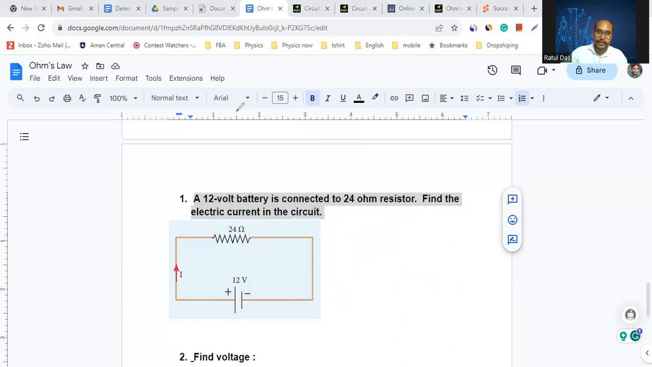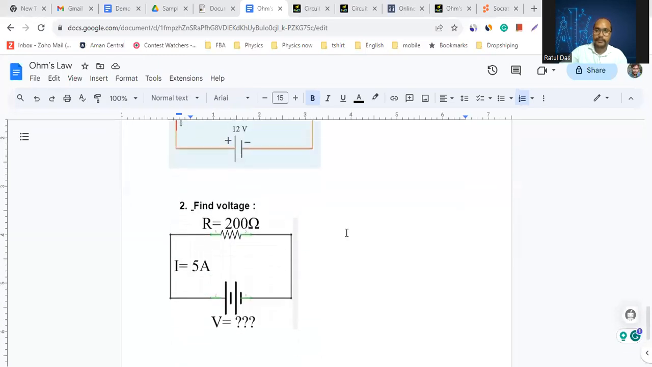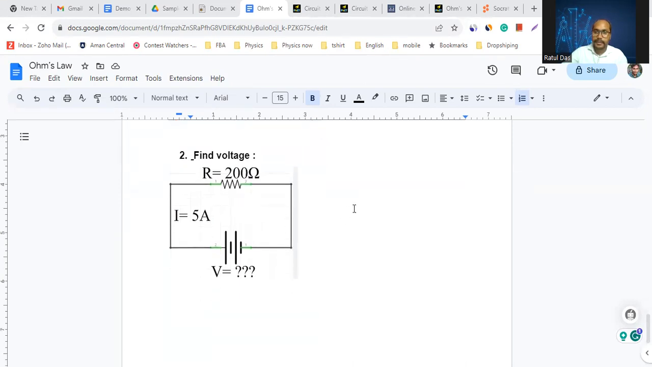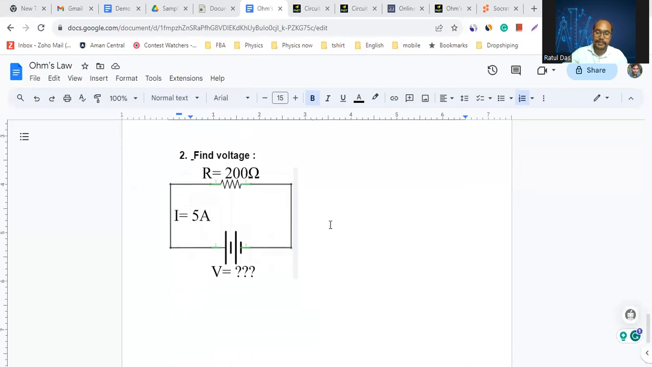Let's see another question. Here, a 12 ohm resistor is connected to a battery, and we're getting 5 ampere electric current. Determine the potential difference. Type your answer in Socrative. I'll wait.